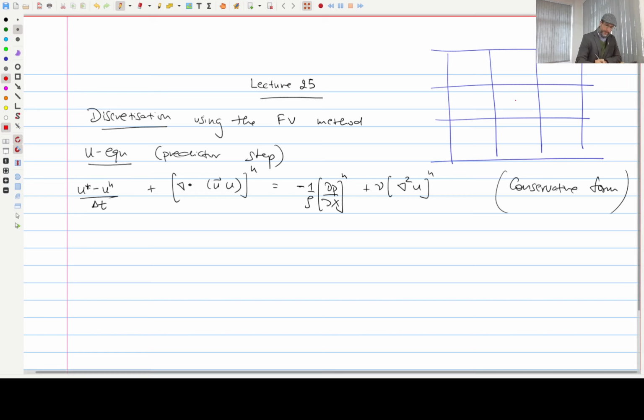So this is our control volume. The center point we'll be calling capital P, the standard convention. We have four faces here. The right is called small e, the east face. Top is small n, the north face. The left one is small w, and the bottom one is small s.